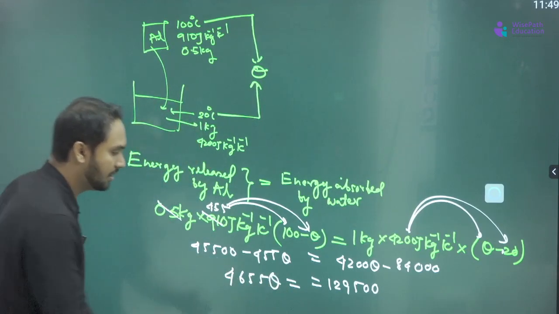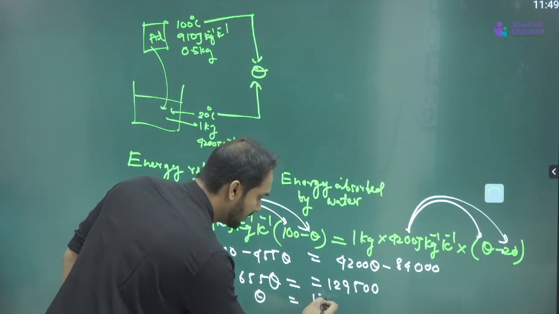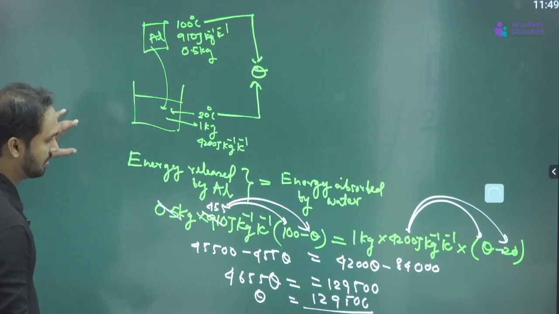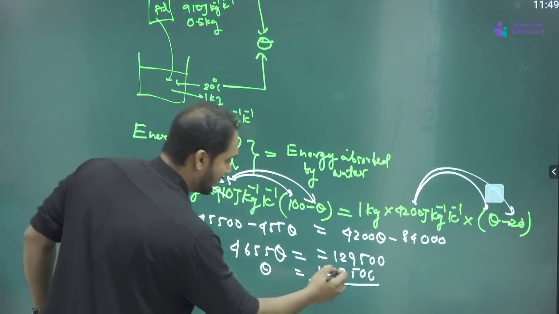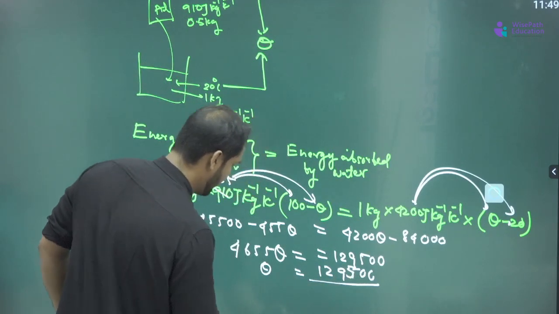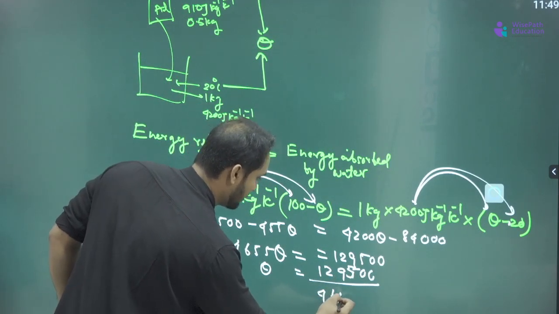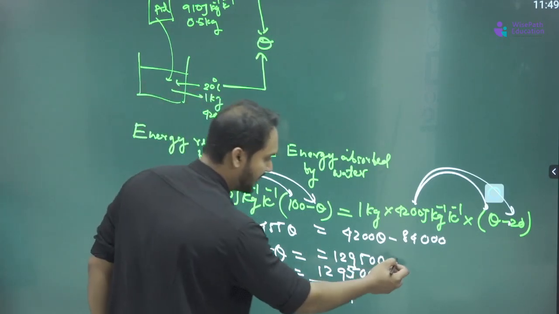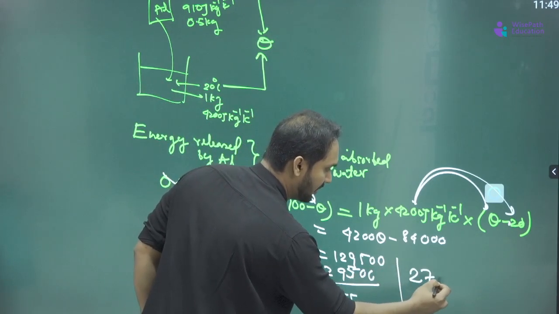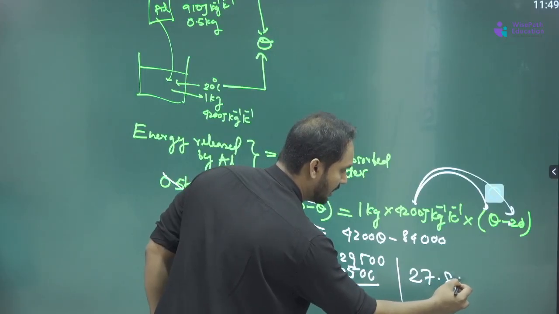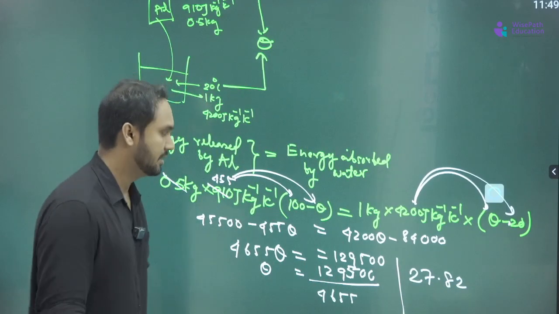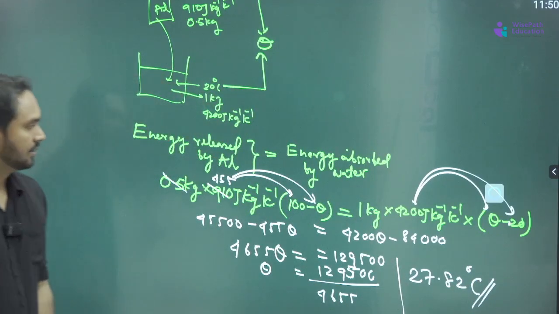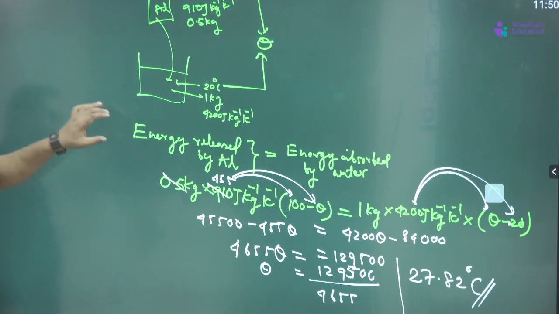So isolate theta. Theta equals this divided by how much? This divided by this, 4655, right? So the answer is 27.82, right? Yeah, Celsius, right? So you did the same way.